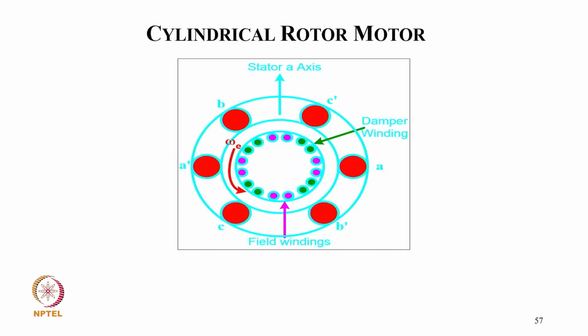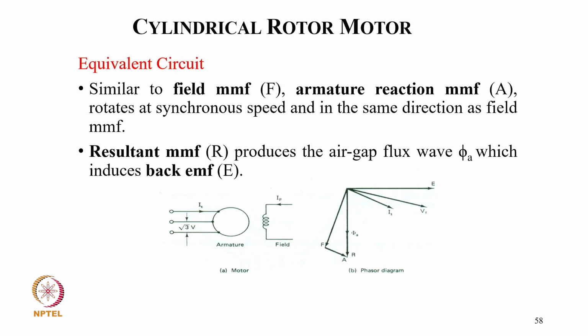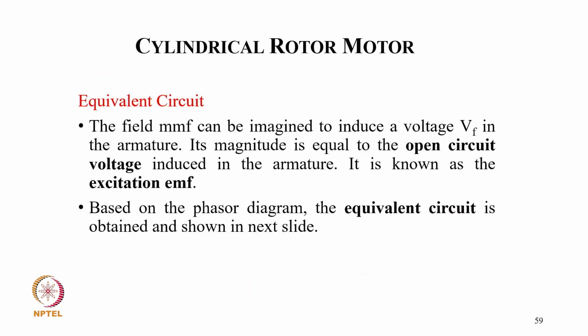And this is a cylindrical rotor, showing how the field winding is distributed, and we even have a damper winding. Now coming to the equivalent circuit of the cylindrical machine. Similar to the field MMF, the armature reaction MMF rotates at synchronous speed in the same direction as the field. The resultant MMF produces the air gap flux phi A, which induces the back EMF. You can see in the phasor diagram how the resultant is there and how the induced voltage relates to the applied voltage of the motor.